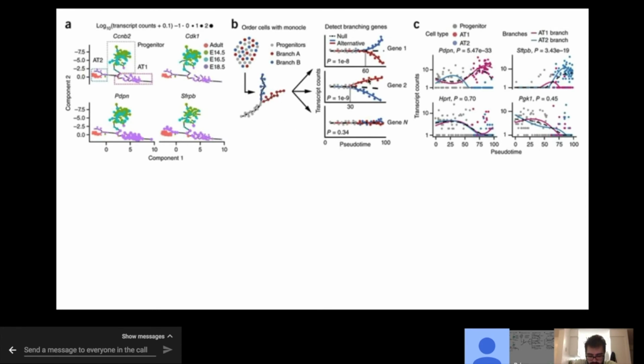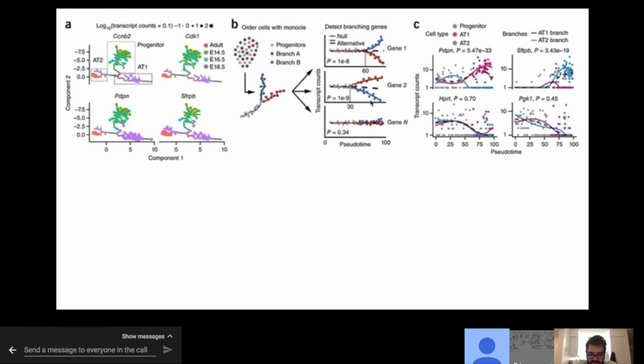So what they now do is they want to detect the branching genes. So sort of genes that change little in the progenitor part of the branch, but then drastically shift when you go either into branch A or branch B. So when we do this sort of thing in a regular differential expression analysis, because this is essentially a time course, right?